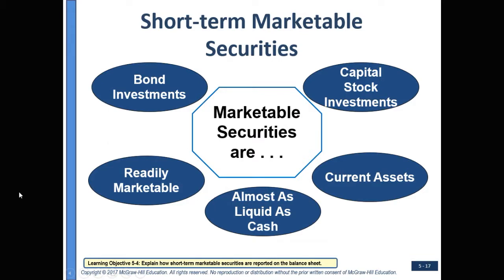So next, we're going to take a quick look at short-term marketable securities. Short-term marketable securities are current assets that include bonds, capital investments, and which are readily marketable. And they're almost, not quite as liquid as cash, but they're almost, meaning that we can sell them relatively quickly. There is little risk or variation in their market values versus the values that we are recognizing on the books.